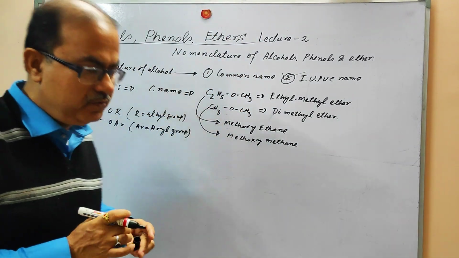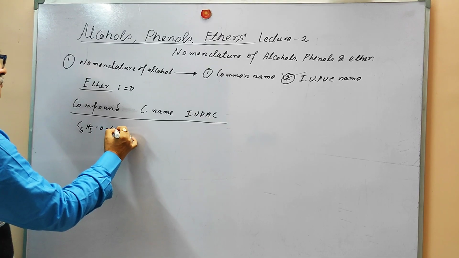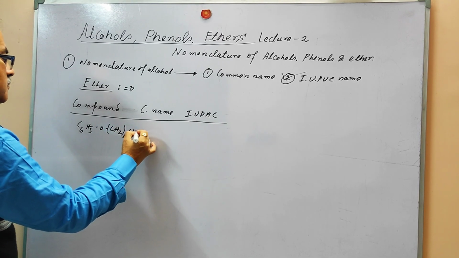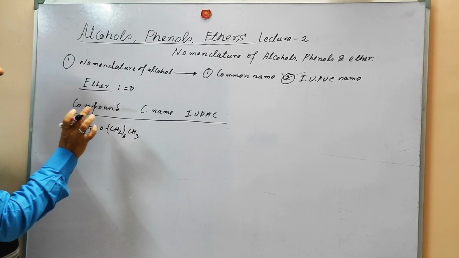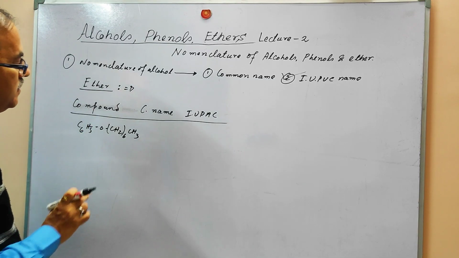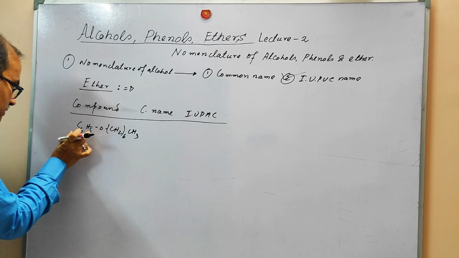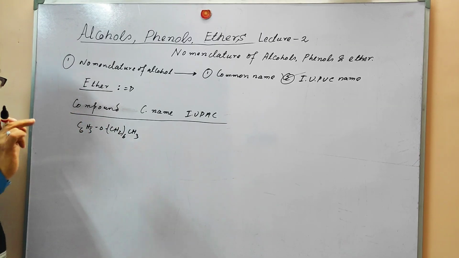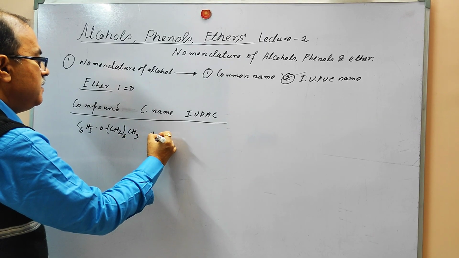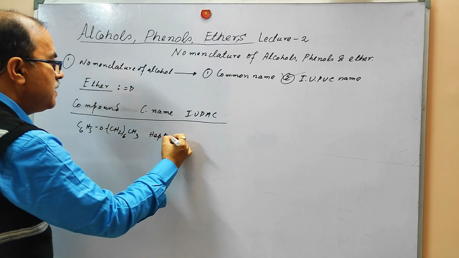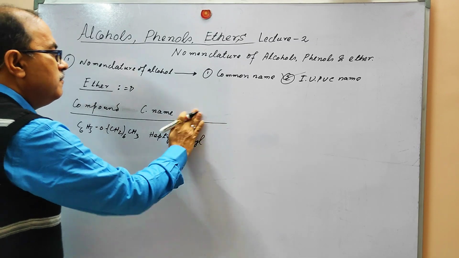So let us have some examples to clear these points. Suppose this is a compound CH2 6 CH3. In this case there are two groups, so first we have to determine which group has the higher number of carbon atoms. In this group there are 7 carbon atoms, whereas in the other group there are 6 carbon atoms. First let us give the common name. The common name is very simple: heptyl phenyl ether.